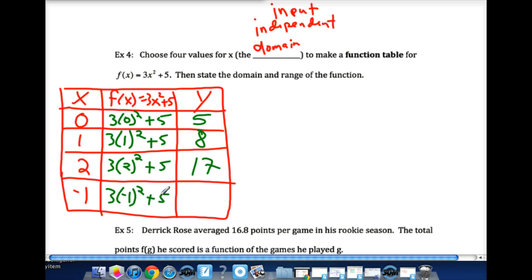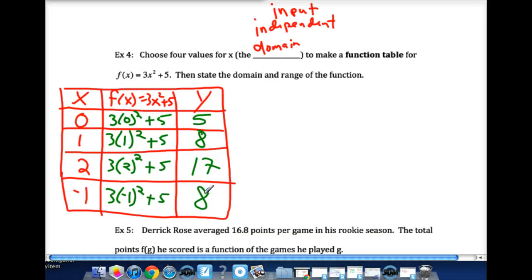Use parentheses. Lance, what'd you get? I got 8. Watch. Lance, what's negative 1 squared? Positive 1. Boom, it's the same thing as positive 1 squared. Times 3 is 3, plus 5 is 8.